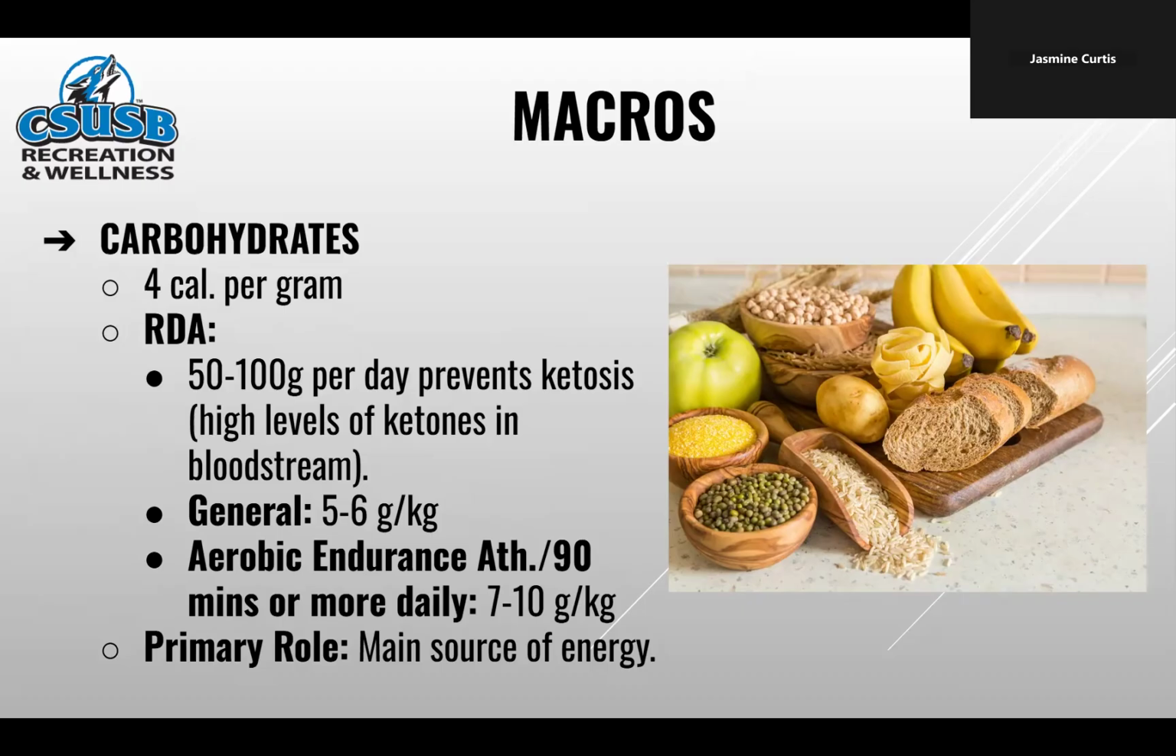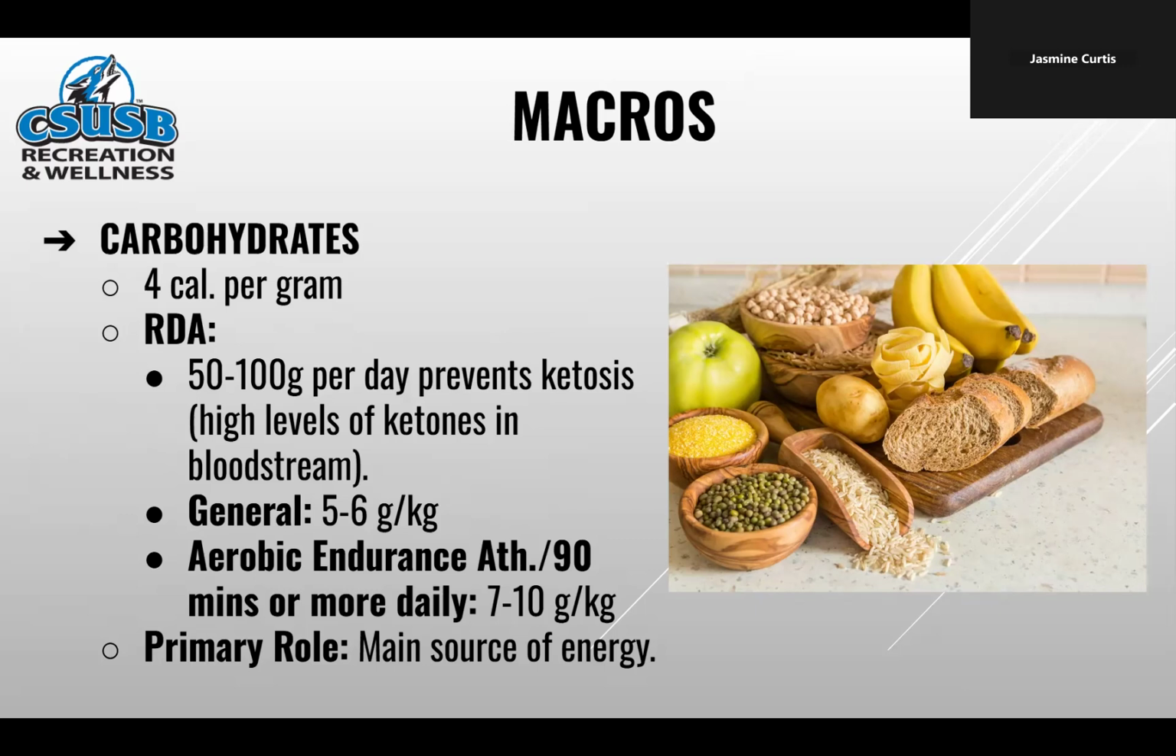Meaning if someone was 200 pounds, to convert into kilograms, all you have to do is 200 divided by 2.2. I'm doing it on this side. That's going to be 100 kilograms. So if someone is 200 pounds, they weigh 100 kilograms.